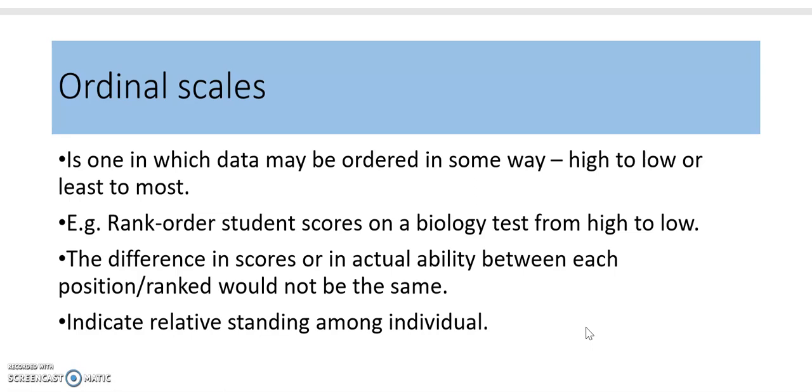Okay, and then 31 to 70% as number 2, and then the remaining as 3. Okay, so you can see the difference between these scores. It means that 1, 2, 3 describes the order. So if you see a value 3, you know that that particular person had scored from 71 to 100. Right? The difference in score or in actual ability between each position or rank would not be the same.